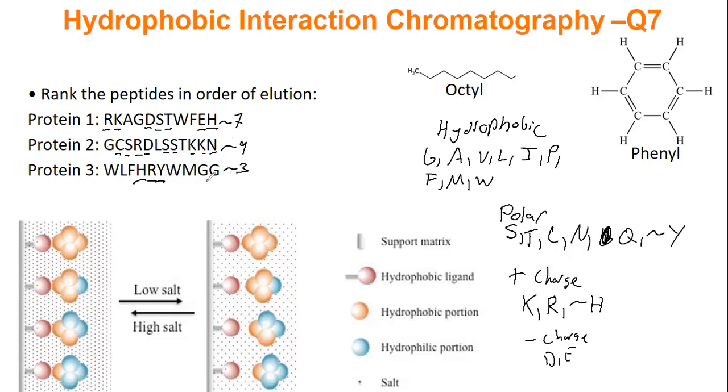3. All right. So based on that, the ordering itself, if you just look at polar and charged groups, the most polar or charged protein should come out first. So based on that, it would go 2, 1, 3.